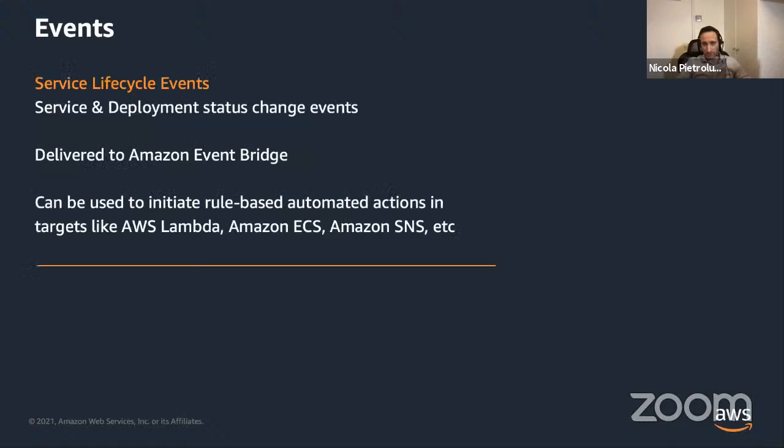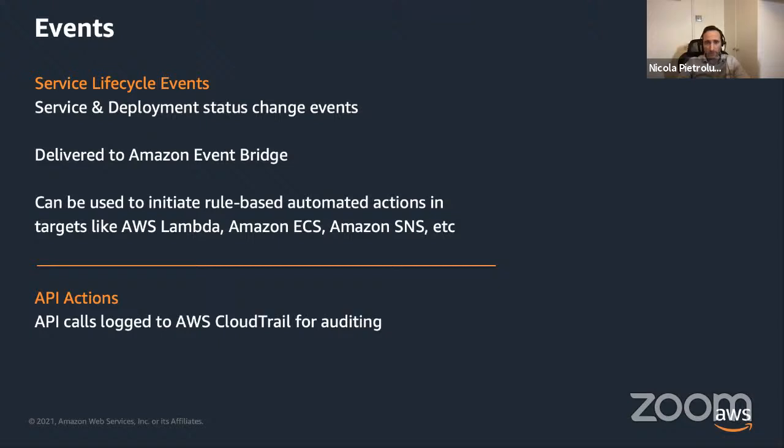We mentioned events before, and we have the ability to use service lifecycle events such as service and deployment status changes. So you can deliver those events to Amazon EventBridge. They can be used to initiate rule-based automated actions in targets like AWS Lambda, Amazon ECS, Amazon SNS, and so on. Finally, we also have API: all the API actions, the integration and interaction that you might have using the App Runner Service API, are logged to AWS CloudTrail for auditing.